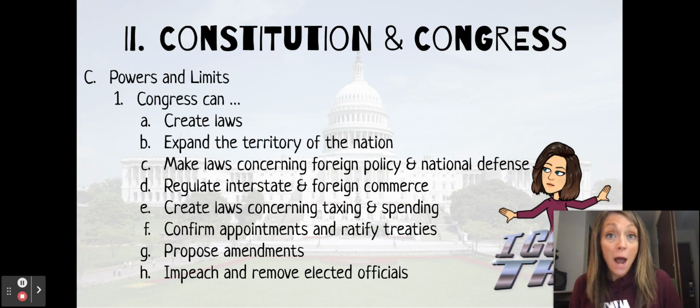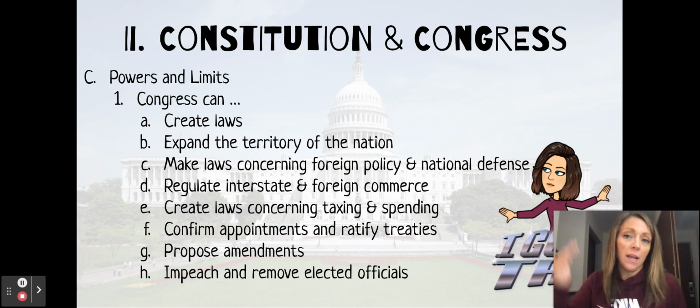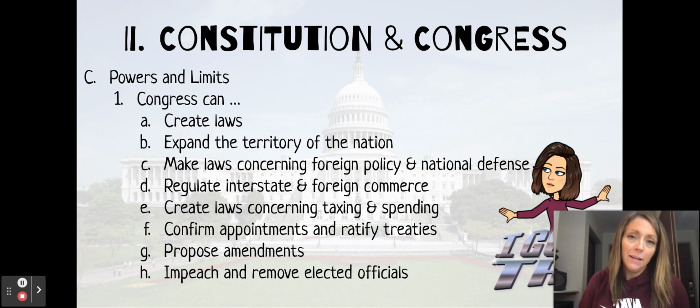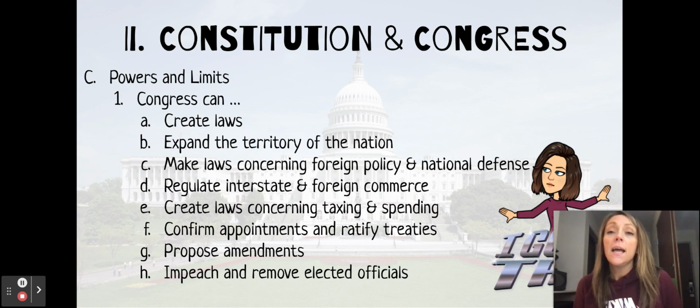So first of all, some powers, things that Congress can do. And this list is going to be a lot longer than the things they can't do. So Congress can, of course, create laws. They create laws for the United States. And that's their constitutional responsibility, their big thing. They also expand the territory of the United States. So this means anytime that we want to add a new state or territory, they are going to be the body that deals with that.